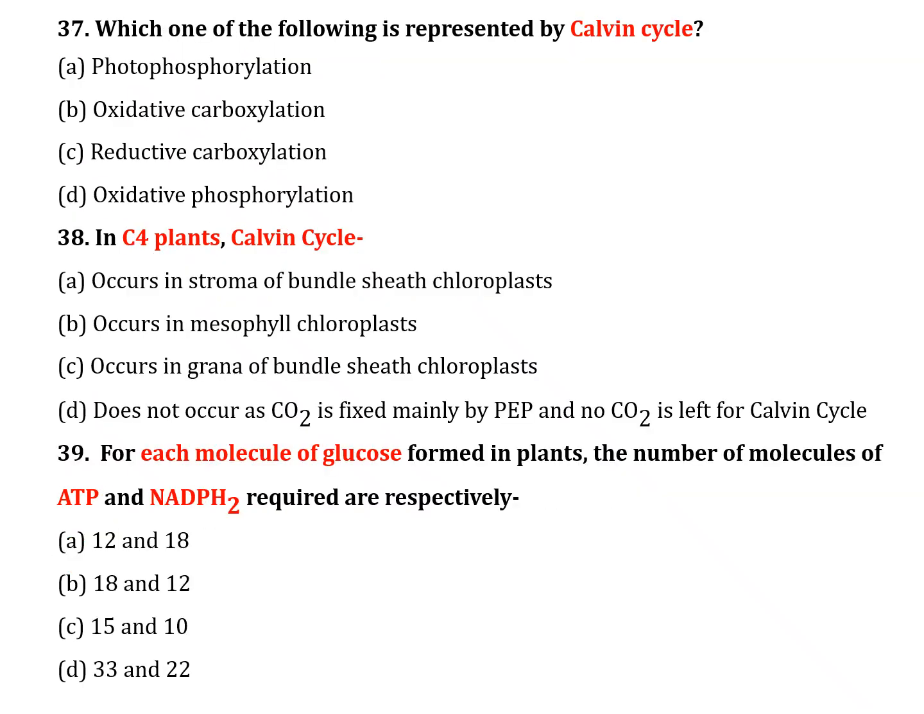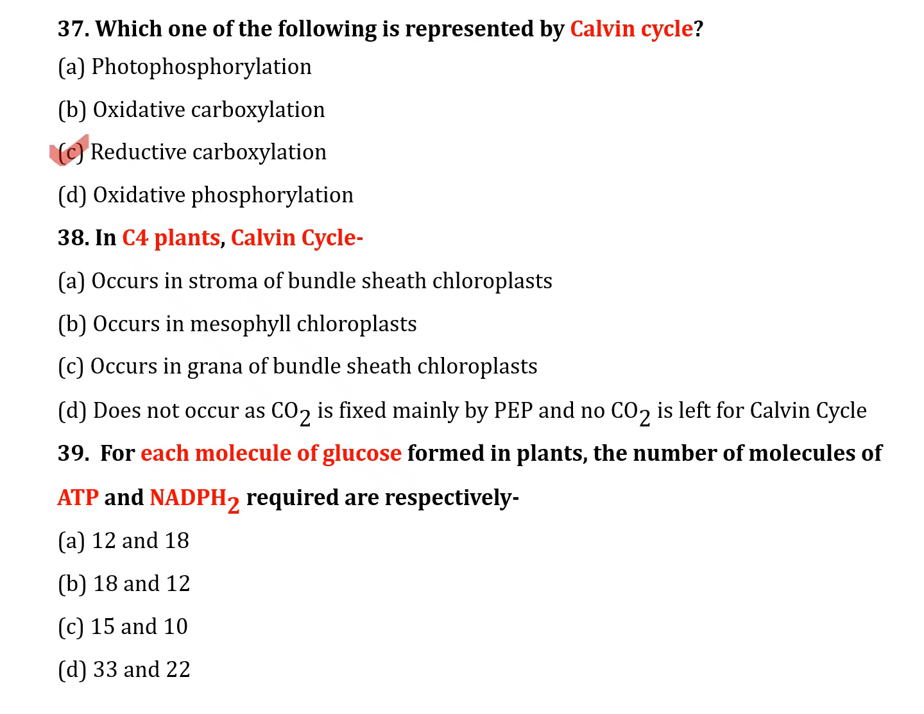The next question, number 37. Which one of the following is represented by the Calvin cycle? Option A, photophosphorylation. Option B, oxidative carboxylation. Option C, reductive carboxylation. Option D, oxidative phosphorylation. The correct answer is option C, reductive carboxylation.